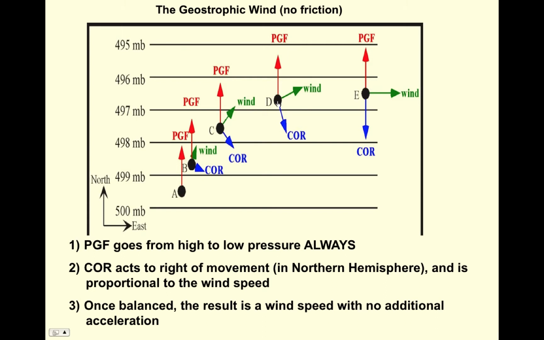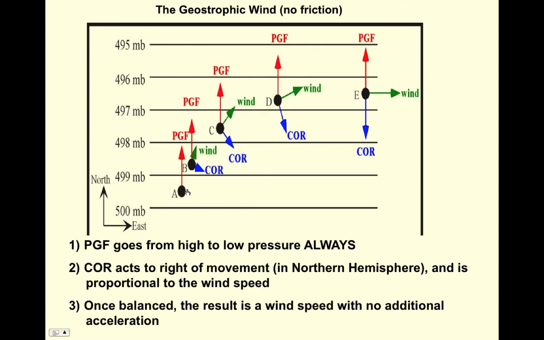At point D here, pressure gradient force again is still just as strong as it was, trying to push it from south to north. Coriolis force is now getting stronger because the wind has now accelerated to such a point that it has a wind speed strong enough that the Coriolis force is almost as strong as the pressure gradient force. And finally, at point E, now the wind has reached some critical velocity where the Coriolis force can be strong enough to exactly oppose the pressure gradient force.